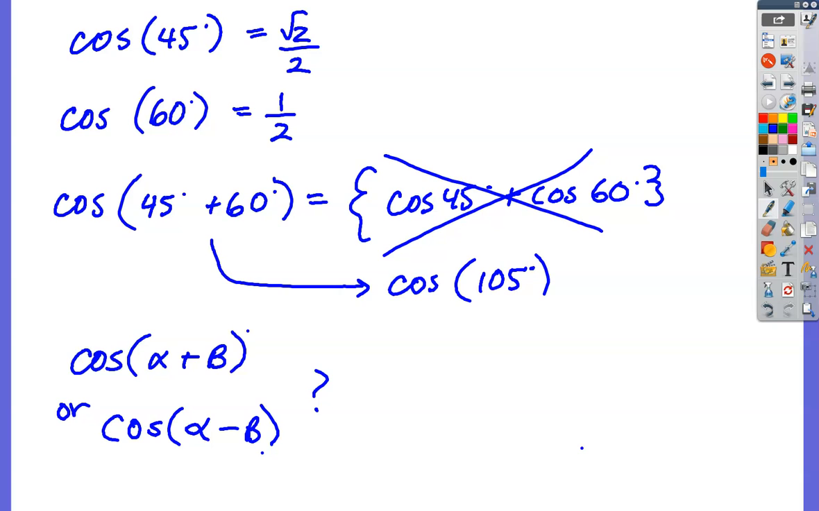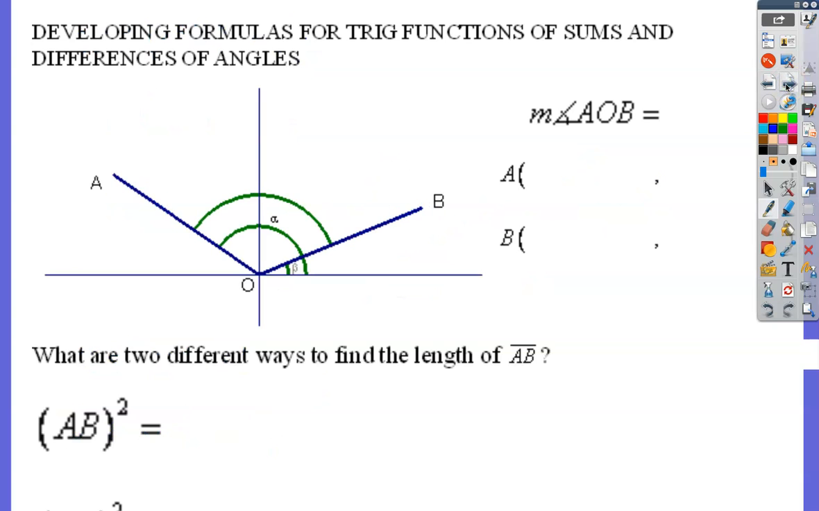So, okay, let's build that. First of all, we need a scenario in which we have an angle that is a difference or a sum. So look at this picture. I've got 2 points, A and B.